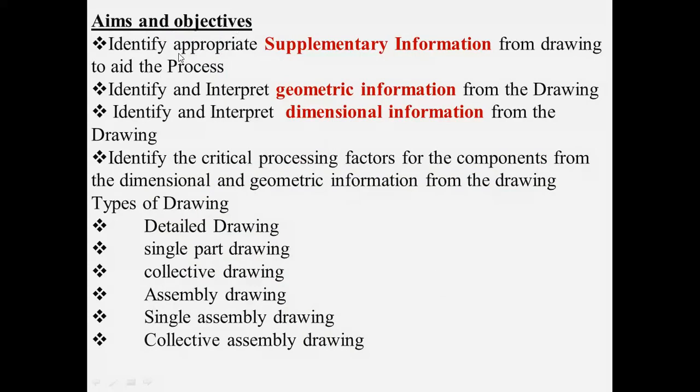So, aim and objectives. Identify appropriate supplementary information from the drawing to aid the process. So we need supplementary information to aid the process sequence of operation. We have to identify it with the help of a drawing. Identify and interpret geometric information from the drawing. Identify and interpret dimensional information from the drawing.